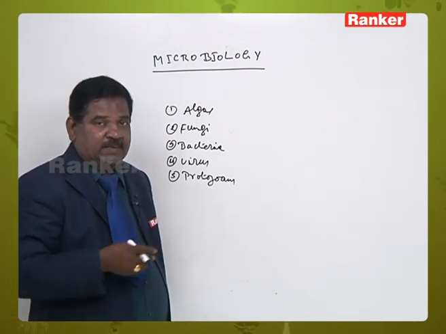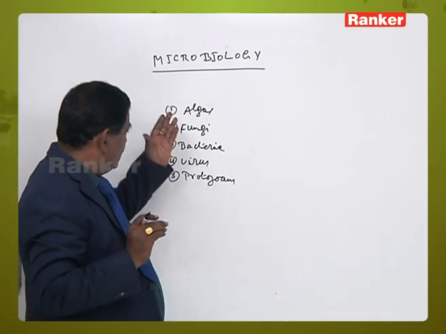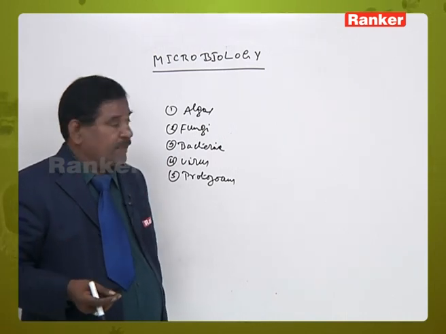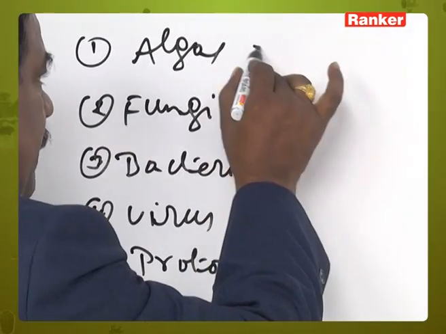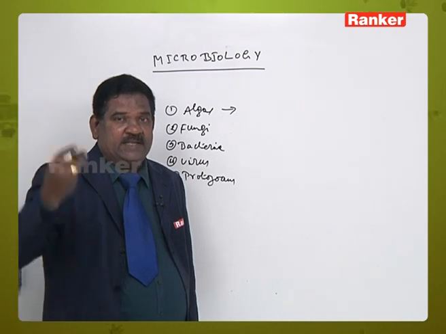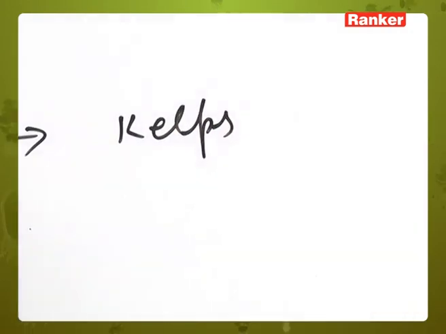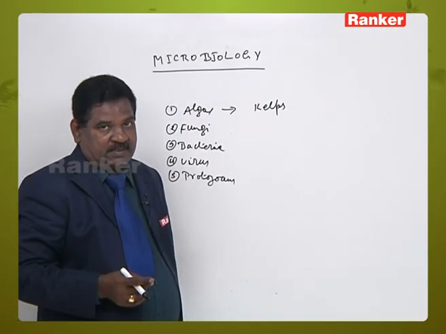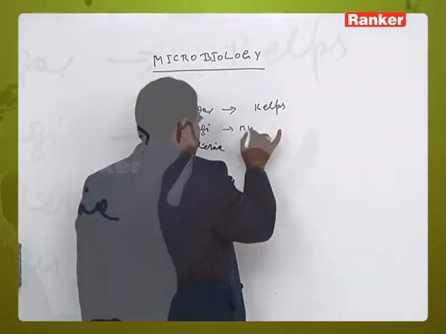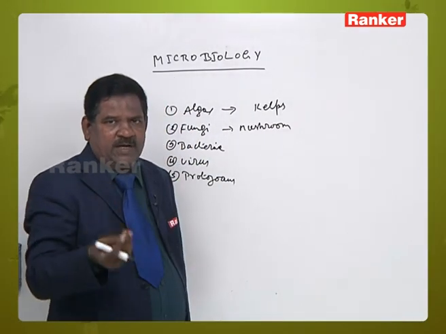The study of such organisms is called microbiology. But among these 5 types of organisms, some are bigger in size, macroscopic. For example, some algae grow 400 feet in height. They are kelps, members of Phaeophyceae and Rhodophyceae. And in fungi, the best example is mushrooms. They are large in size, and we can see them with the normal eye.